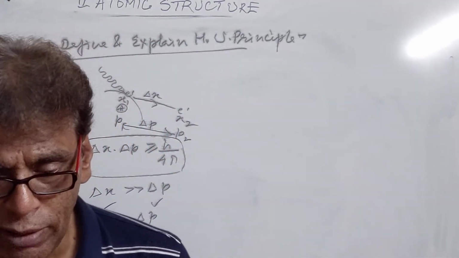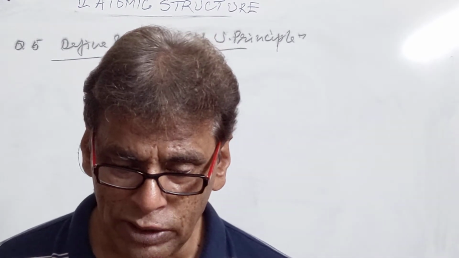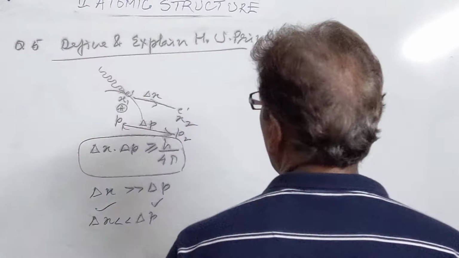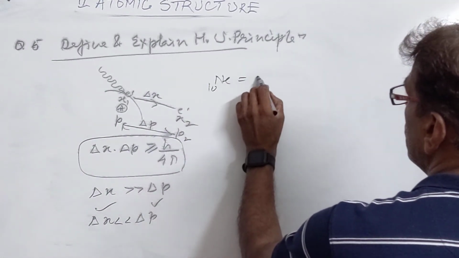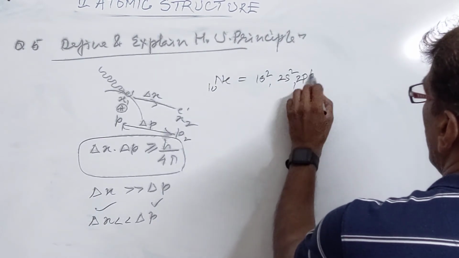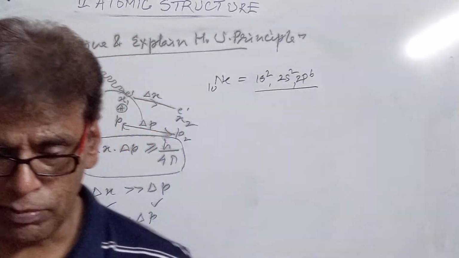Then he said, an element with atomic number 10, write its electronic configuration. An element of atomic number 10 is neon. Its electronic configuration will be 1s2, 2s2, 2p6. We have studied the quantum numbers.